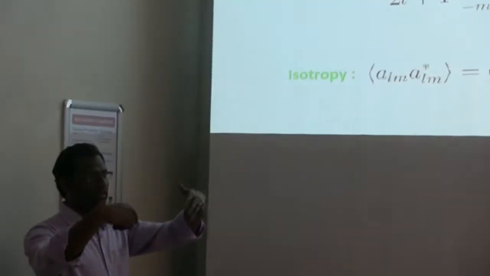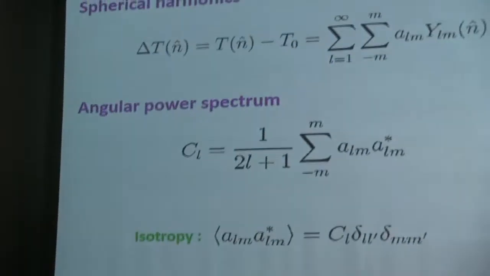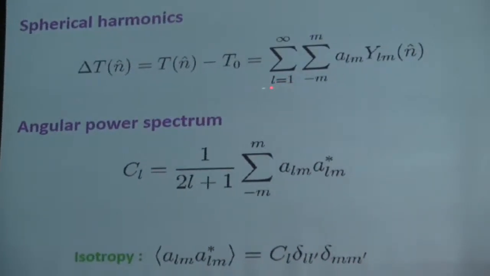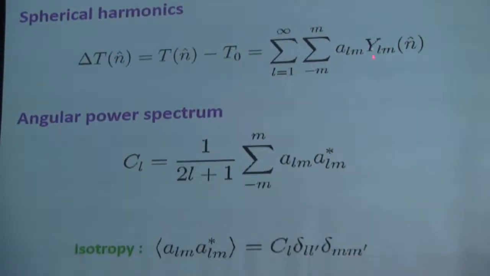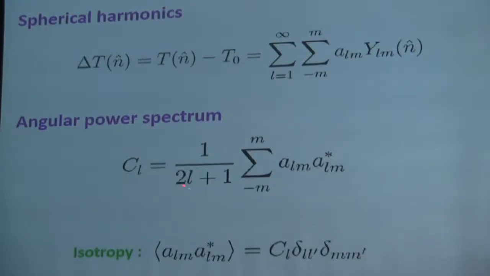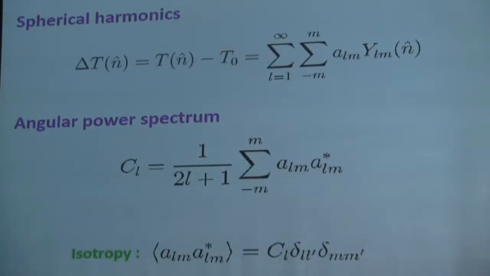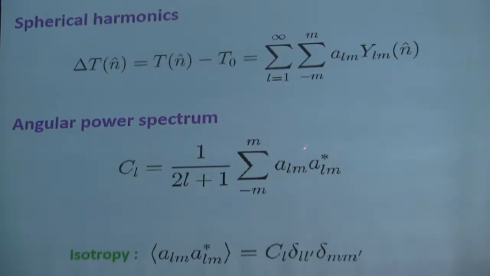CMB is essentially a radiation. It's like a signal on a sphere. We are receiving CMB photons from all directions. So the CMB anisotropies, fluctuations within the CMB temperature pattern, can be conventionally expanded in terms of what are called spherical harmonic coefficients. And one of the important quantities of interest is the angular power spectrum (CL), which is basically the modulus square of the coefficients of expansion.